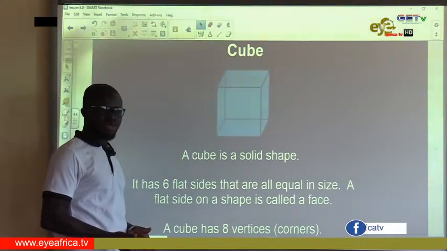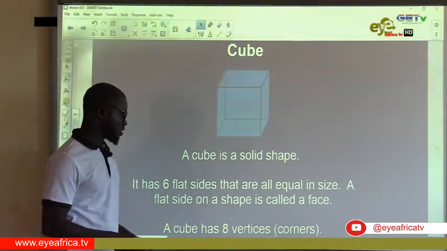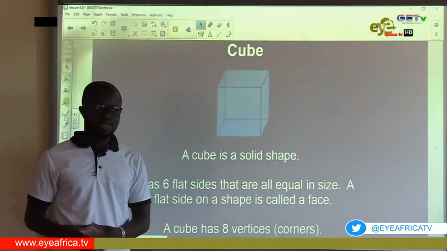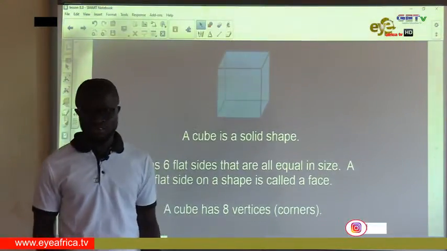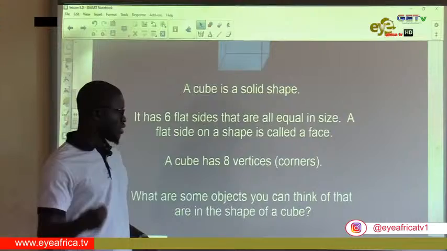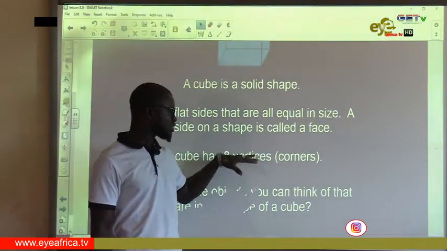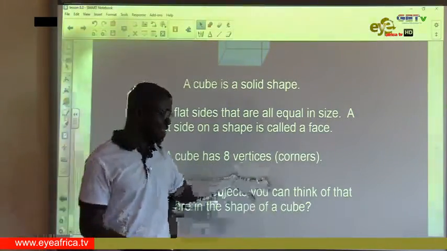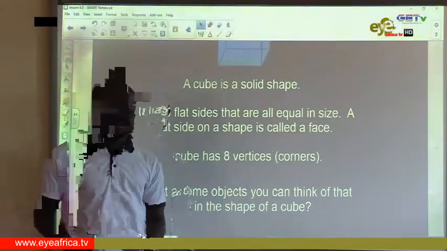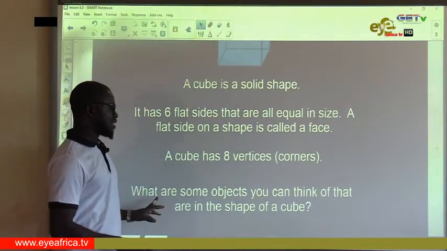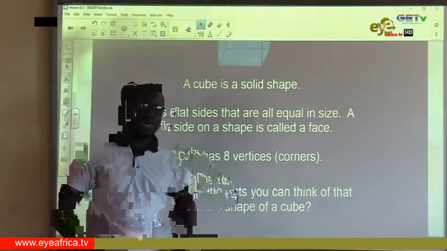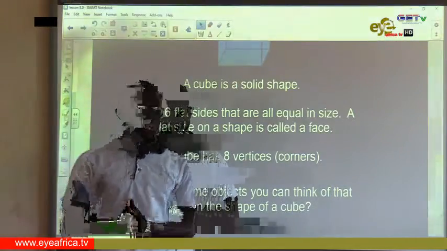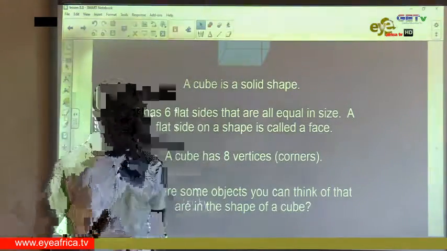And what is this flat side we're talking about? The flat sides of the cube are the faces that are put together to give you that solid object called the cube. Now also, I want you to know that a cube has 8 corners. A cube has 8 corners. We will investigate that from the object. Now, before we cover other objects that can be termed as cubes in our households or in our communities, can we investigate some of the properties that we have just mentioned about the cube?